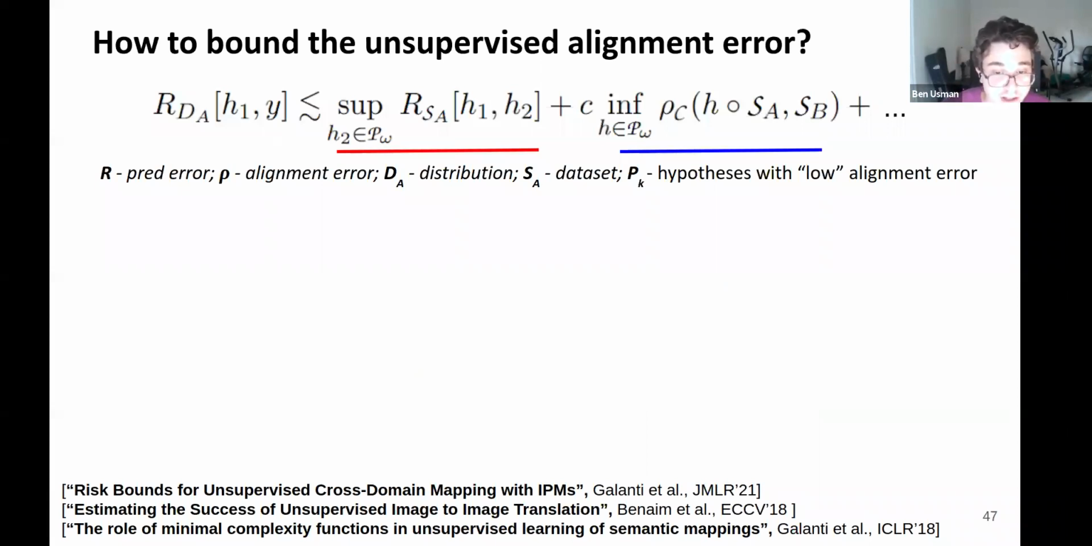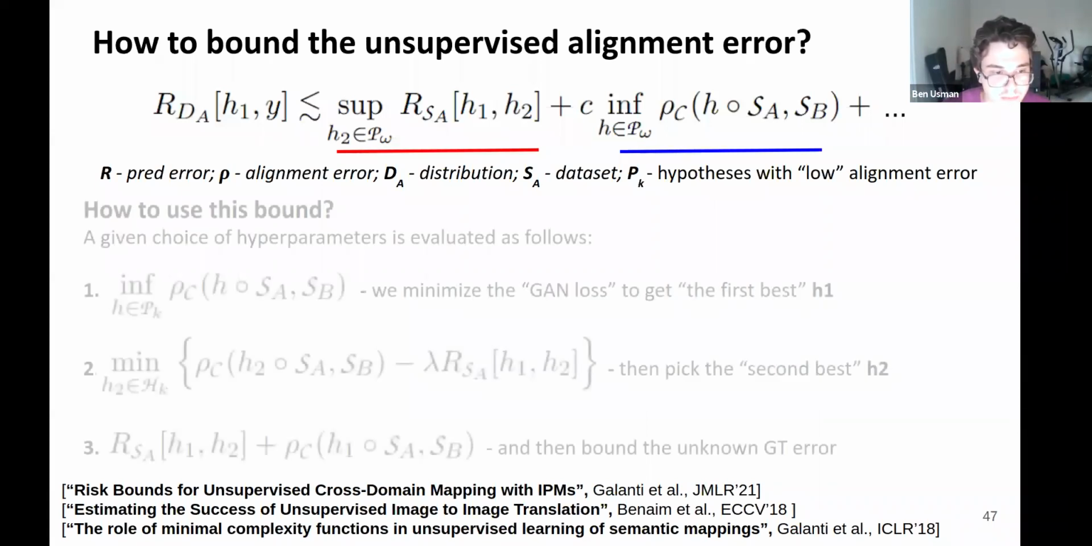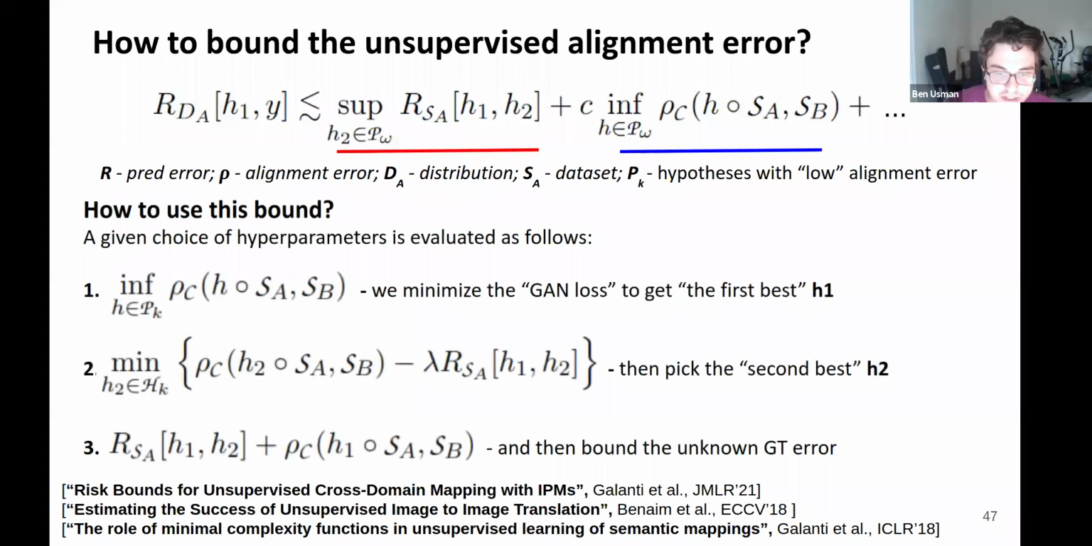This leads to a practical algorithm for picking the correct hypothesis class for such cycle-GAN-esque models, or picking hyperparameters, essentially. We first train a model H1 as usual, then we train a second model H2 using the same loss plus a penalty encouraging H2 to produce as different a prediction from H1 as possible, but still having low loss. Combining the statistical error from the first step with the distance between H1 and H2 from the second step gives us a concrete upper bound over the unknown prediction error.